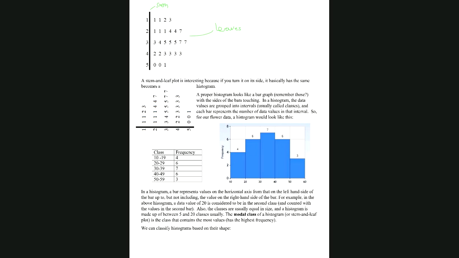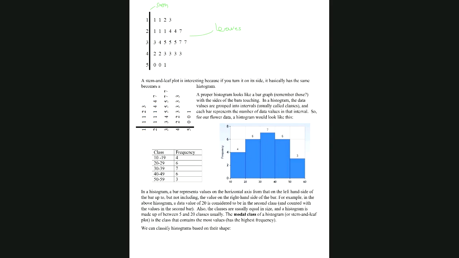So now you can tell a lot from this. I can tell that most of the values are in the middle, right? I have more plants with a height in the 30s than I do anything else. I don't have very many plants that are very small or very large. Most of the plants are around, we might say, 30 to 35 inches tall, right?